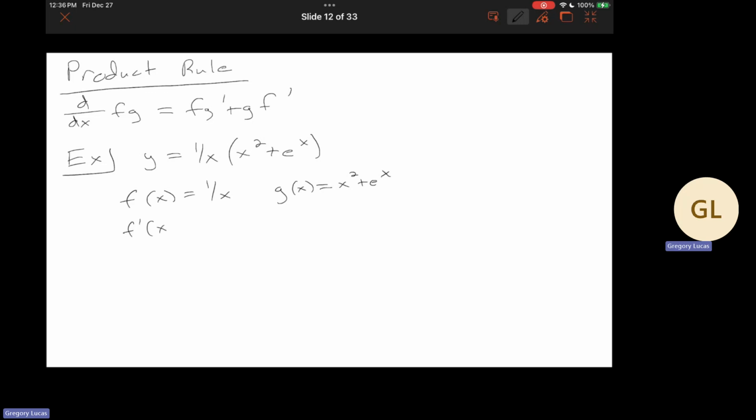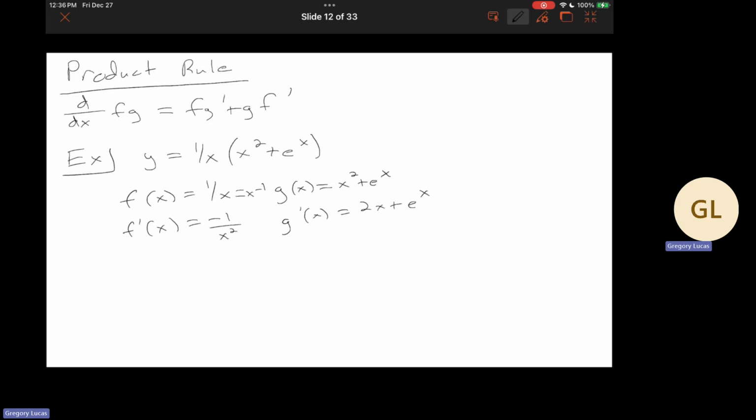So f prime of x, remember 1 over x is the same thing as x to the minus 1. So we could use our power rule. We move the negative to the front, and then we subtract 1 from the power. So we'd have minus 1 over x squared. Or you could think of this as minus x to the negative 2. It's the same thing, so if you write it that way, that'd be okay. g prime of x here, term by term, is 2x plus e to the x.